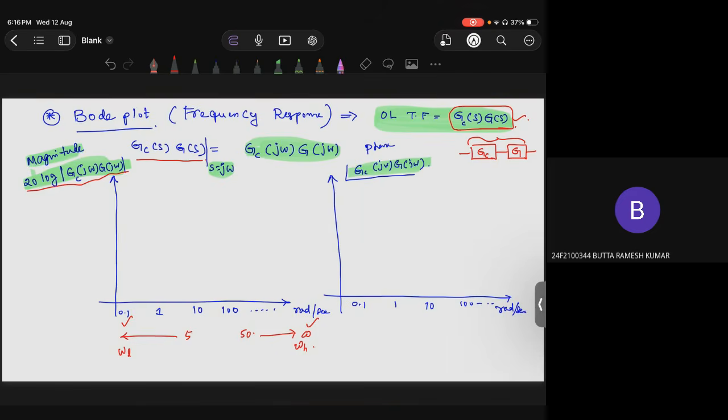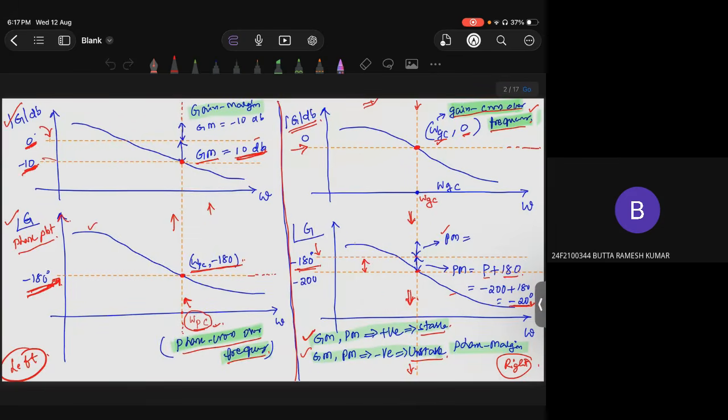So we have this open loop transfer function. Substitute s equal to j omega. Then we have GC(j omega) G(j omega). The Bode plot consists of two plots: the magnitude plot, which is 20 log of that open loop transfer function, and the phase plot, which is the angle. On the x-axis, we'll have the frequencies, starting from omega almost 0 to a higher value.